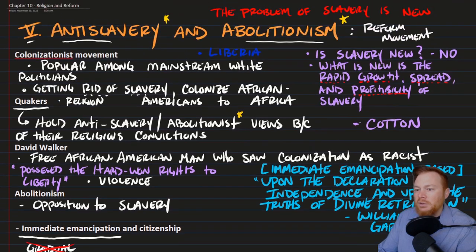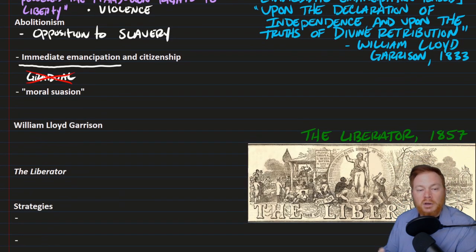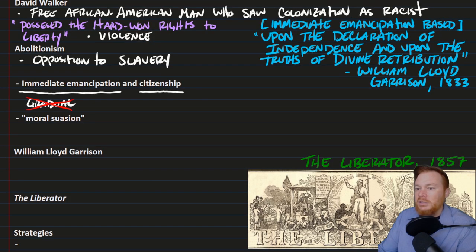So, for example, organizations like the colonization movement were much more gradual. In fact, a lot of state laws were gradual, right? Remember that a lot of states in the North got rid of slavery, but got rid of it gradually. The abolitionists said no, right? We need immediate emancipation and, like what David Walker said, citizenship. They agreed with Walker when he said that people should enjoy the hard-won rights of liberty.